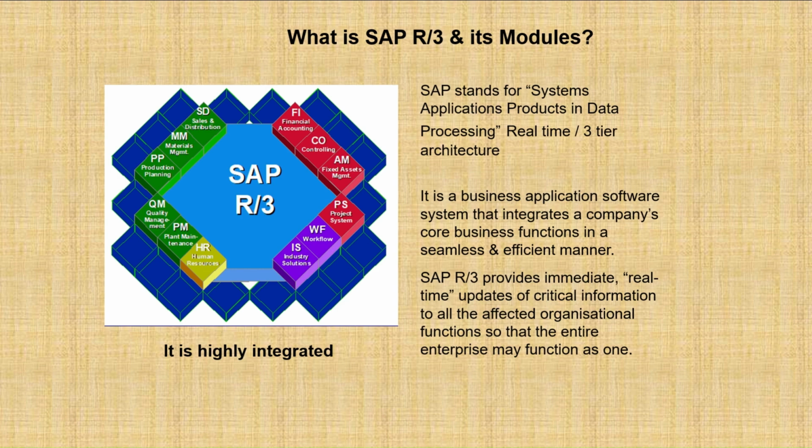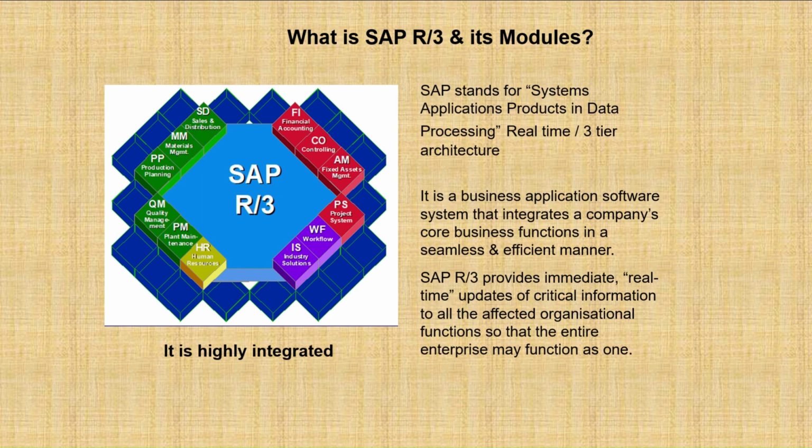SAP is an ERP software, which is enterprise resource planning. We are planning all the resources, so maximum utilization of the resources can be done in an enterprise. Full form of SAP is System, Application and Products in Data Processing, where R stands for real-time data.